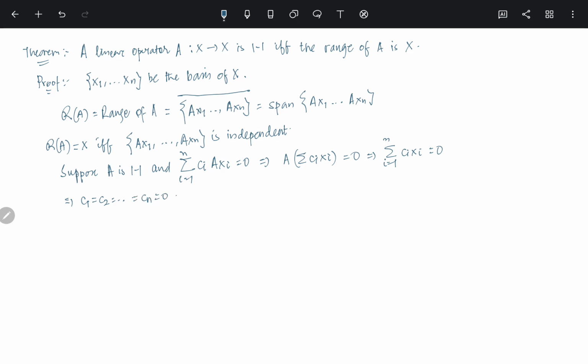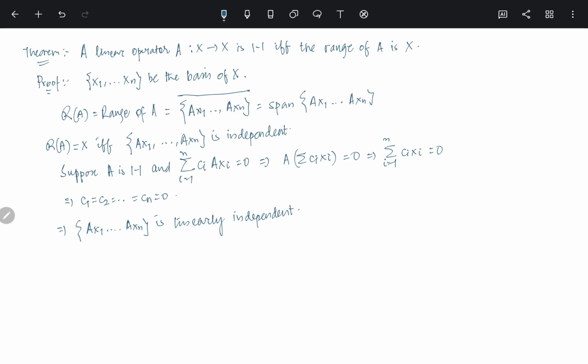Why? Because A is 1-1 and A of 0 is equal to 0, so it will give you that the summation ci xi has to be 0. And then you always have that the ci's are 0 because x1, x2, ..., xn are the basis of X. So if the ci's are 0, that will imply that the set Ax1, ..., Axn is linearly independent.